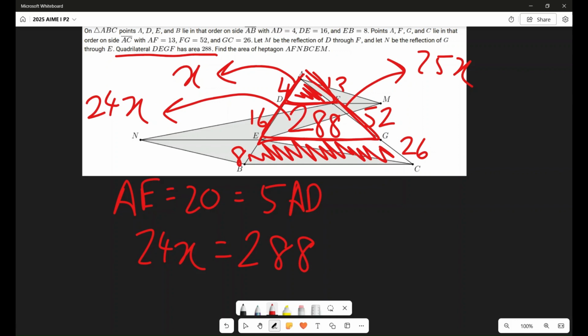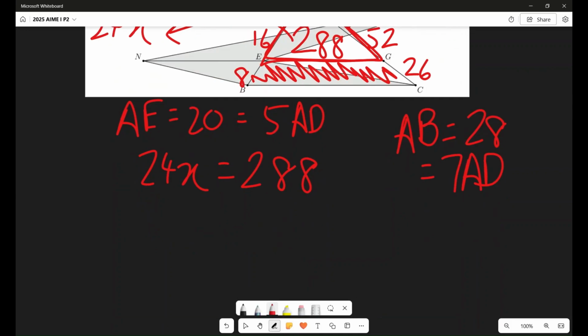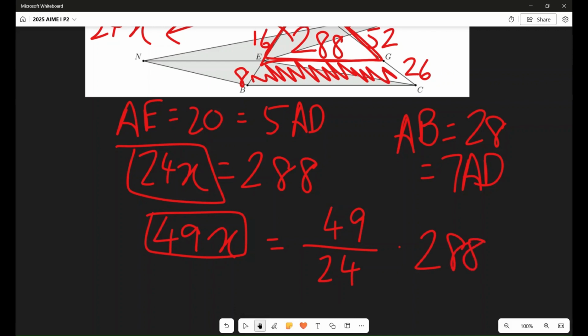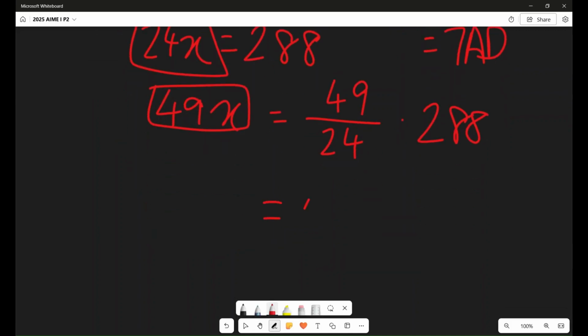Now, the whole triangle, so the one with side length AB, well, AB is equal to 28, and that's equal to 7 times AD. So the whole triangle, and just as a reminder, that's what we want to find, the area of the whole triangle is 49 times x. We have 24x and we want to find 49x. Now this is a much simpler problem to solve. Just 49 over 24 times 288. And that comes out to 588.